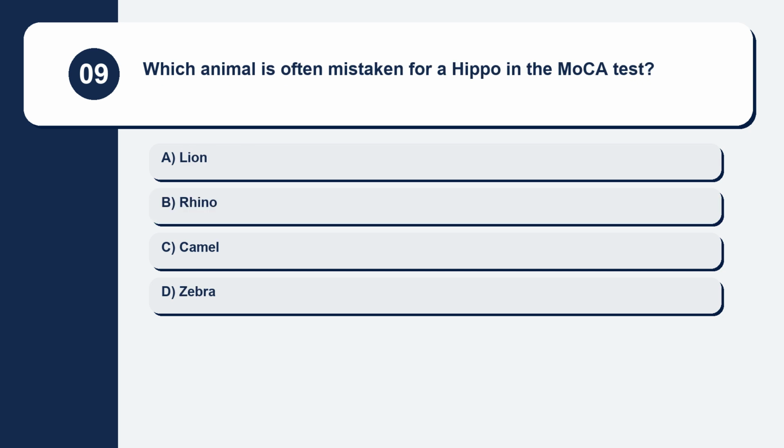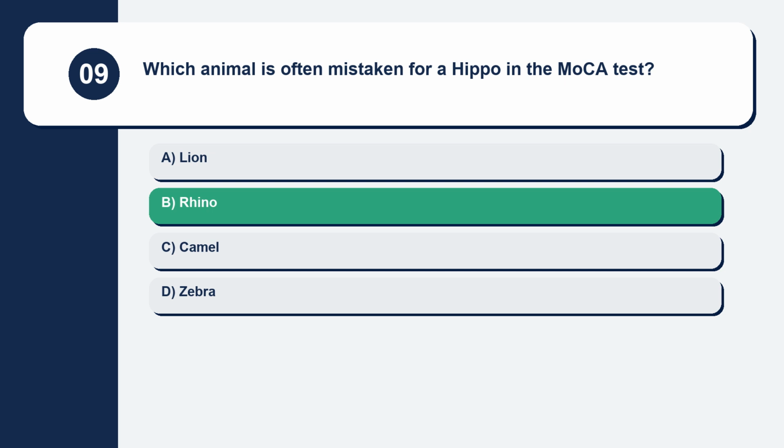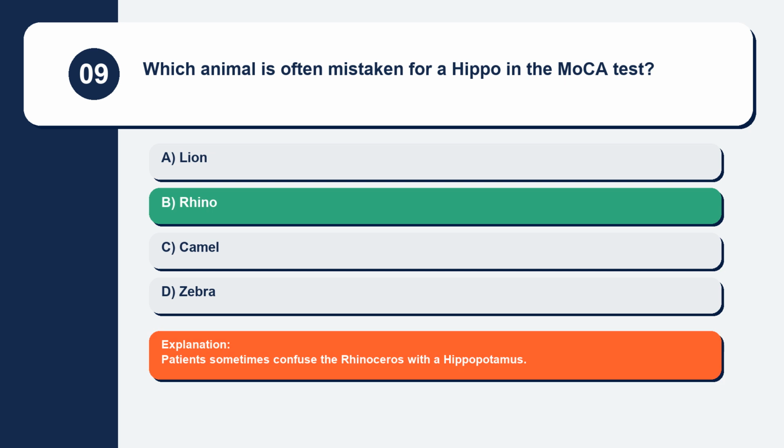Question 9. Which animal is often mistaken for a hippo in the MoCA test? Lion. Rhino. Camel. Zebra. Patients sometimes confuse the rhinoceros with a hippopotamus.